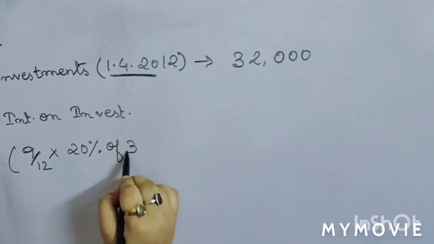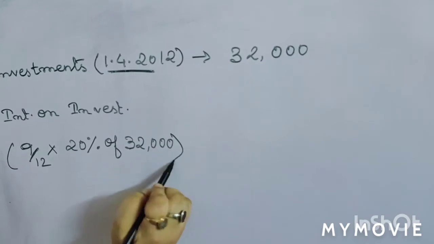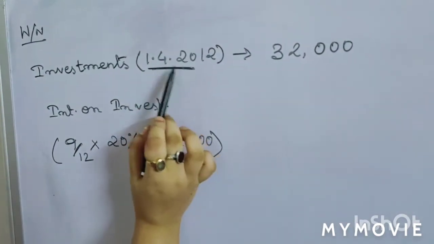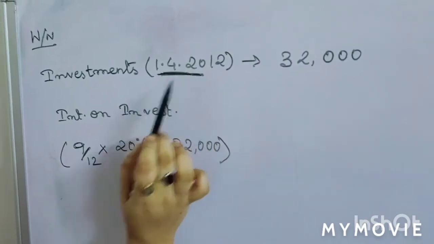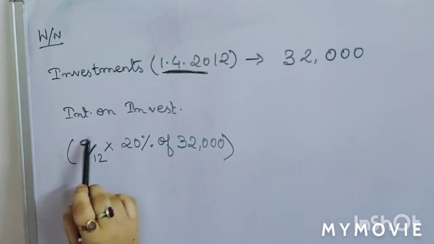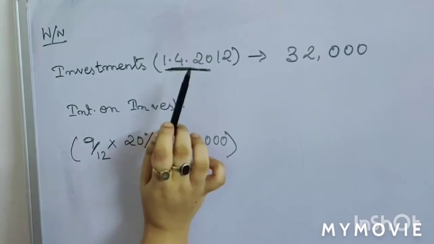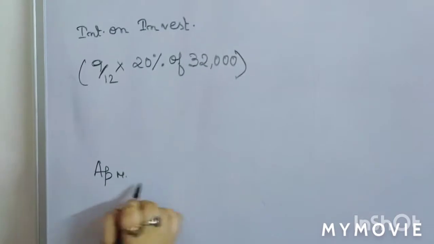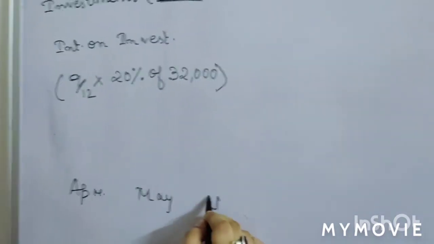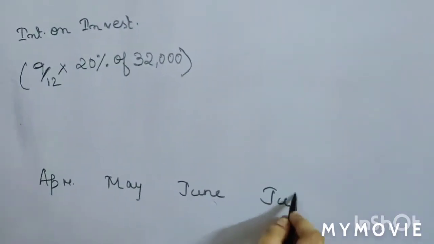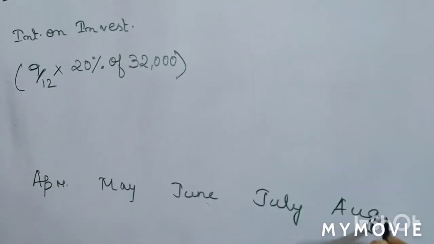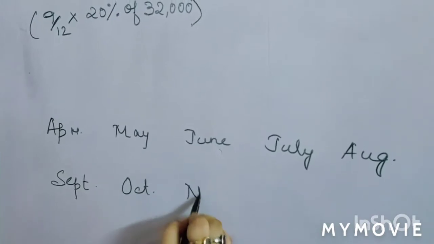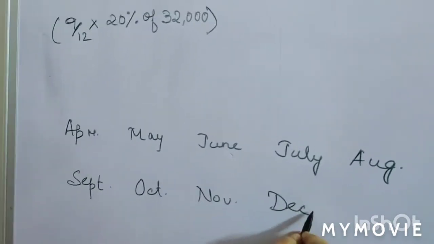of 32,000. I am again telling you why I have written 9 by 12: because you have purchased the investment on 1st April, so you will get interest for 9 months, starting from April to December. See here, April, May, June, July, August, September, October, November, and lastly December.